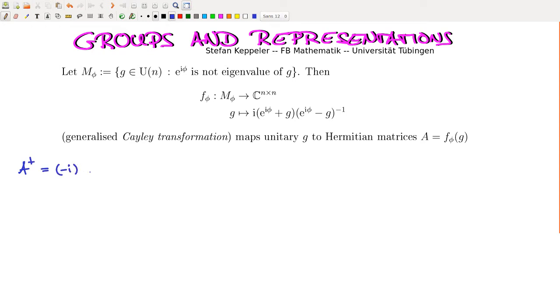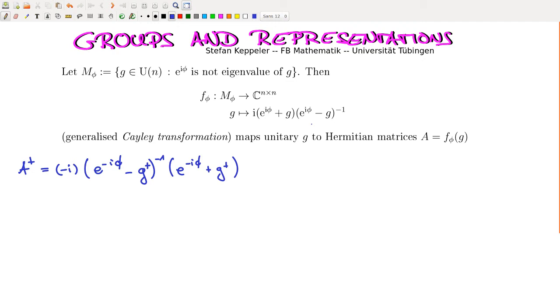That's a minus I. Then we get e to the minus, we have to reverse the order of these two terms here. So we get e to the minus I phi minus g dagger inverse. And then we get the Hermitian conjugate of this term here. So that's e to the minus I phi plus g dagger.